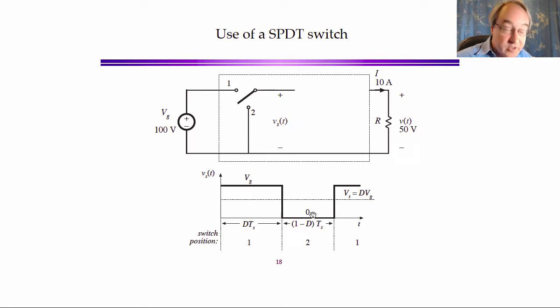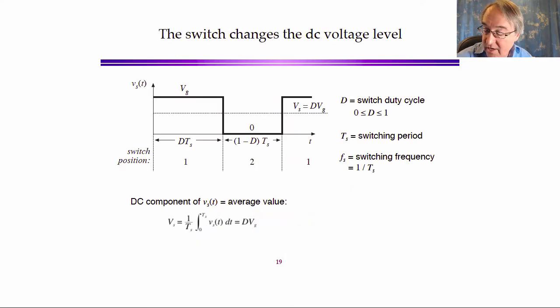Okay, what do we accomplish with this? Well, the switch changes the DC voltage level. So here is this actual waveform coming out of the switch. We can use Fourier analysis to find its DC component, and you may recall from Fourier analysis that the DC component of a waveform is found by integrating the waveform over one period and then dividing by the period.